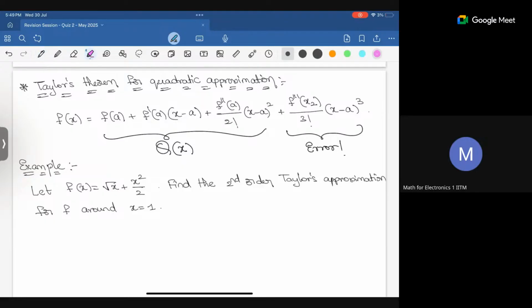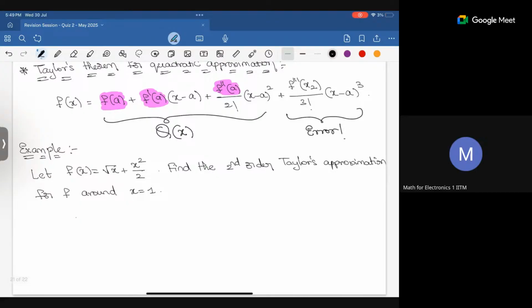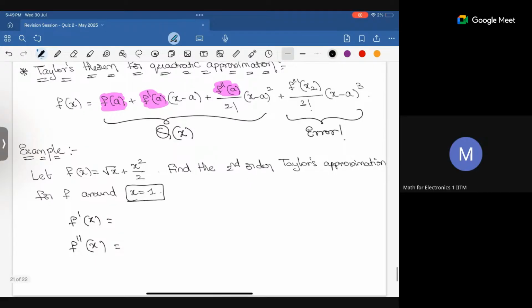So we want the second order Taylor approximation for f around x equals 1, so we are not worried about the error. All we need is q of x, and for q of x, all we need is these three things. For that, we already have f of x. We need f prime of x to get f prime of a, and we need f double prime of x to get f double prime of a. And before you start problems on Taylor's theorem, you have to identify what this a is. So that's the starting point.